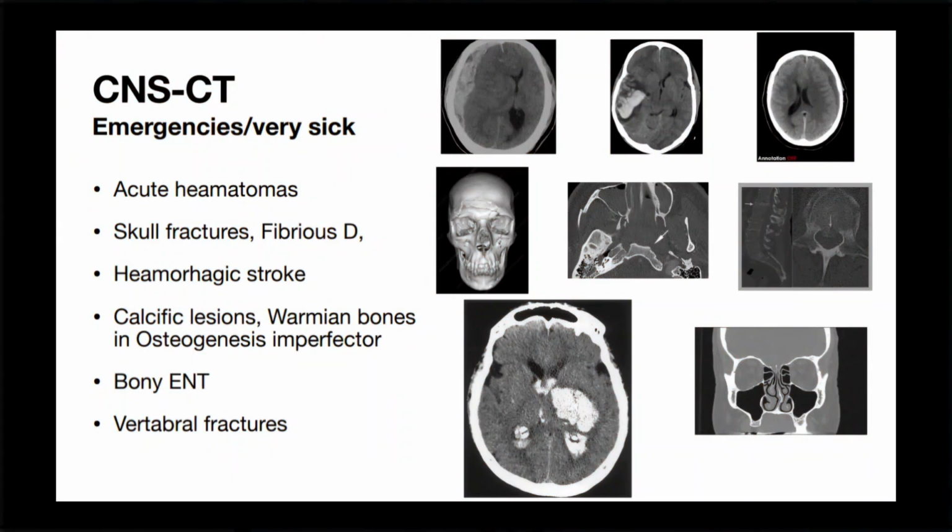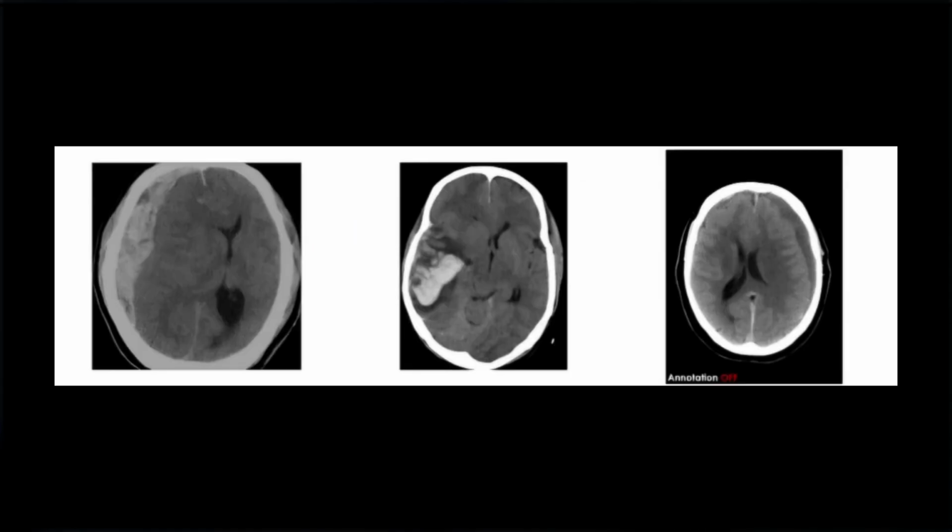Right now, I'll run through a few images to bring up these points a little bit more clearly. For example, shown on the screen are some strong indications for a CT scan in the CNS. If you are dealing with the central nervous system, emergencies and very sick patients, because of the rapidity of the examination, you will need a CT scan. Here in acute hematomas, like you see on the screen, they are best seen on CT scan. The MRI may not even show you these hematomas because of the signal void.